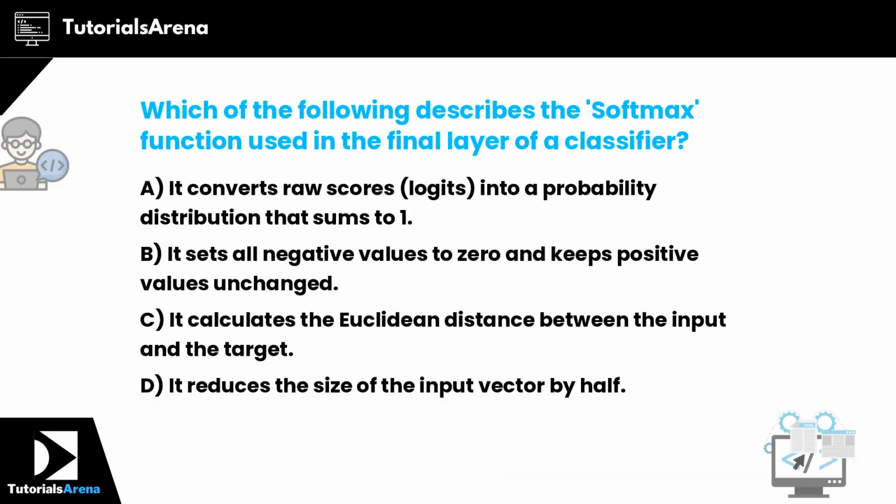Which of the following describes the softmax function used in the final layer of a classifier? The correct answer is option A. It converts raw scores, logits, into a probability distribution that sums to 1.